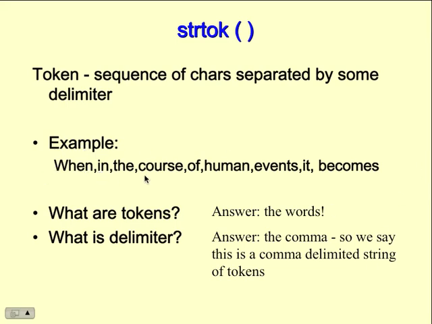So here's an example: "When in the course of human events it becomes..." What are the tokens? Answer: the words. These are the tokens. The delimiter is the space. So we can actually do our own parsing of the information in terms of the string.